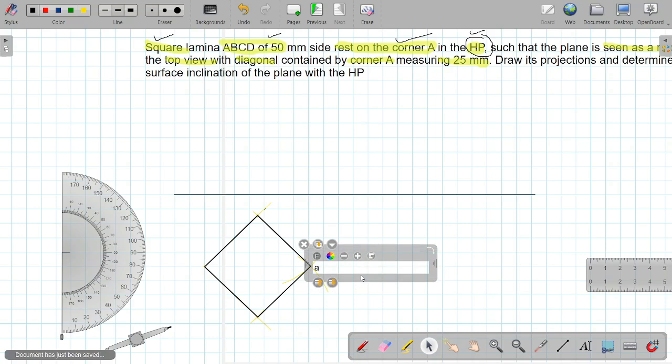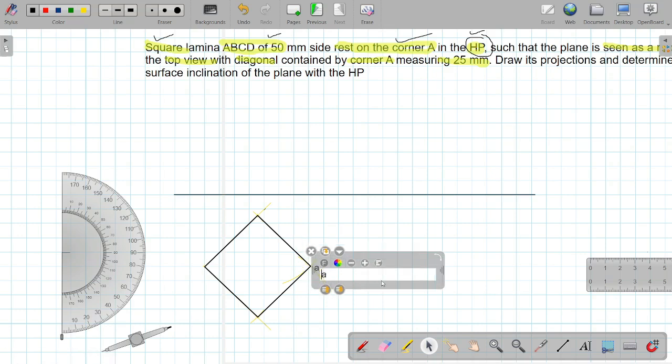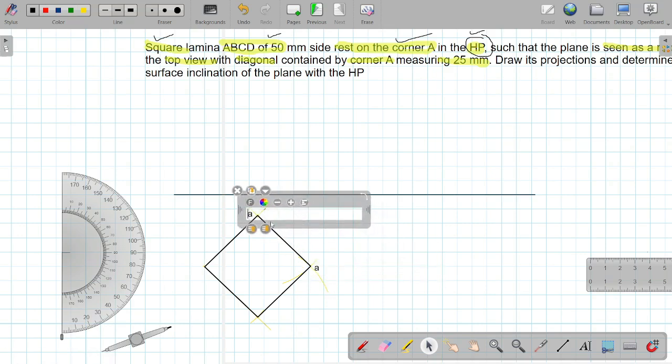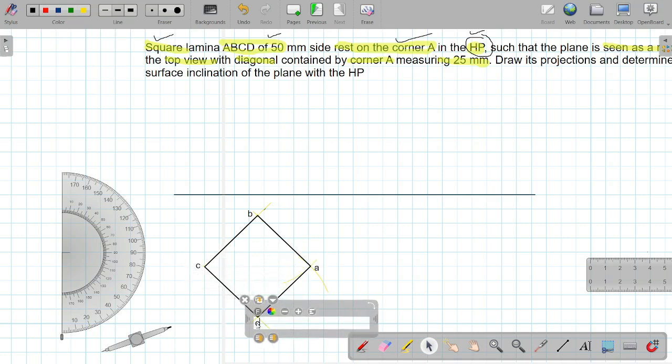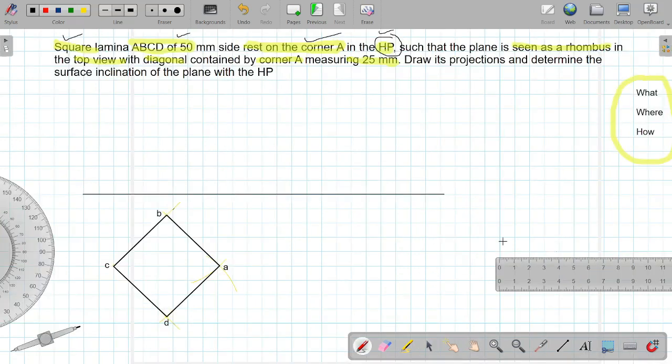So I will now name the things. This is A, B, C, and D. Now this completes step 1. Now to complete step 2, I will write it here. We have started from step 1 down, so step 2 will be here. Then next will be step 3 and then step 4.